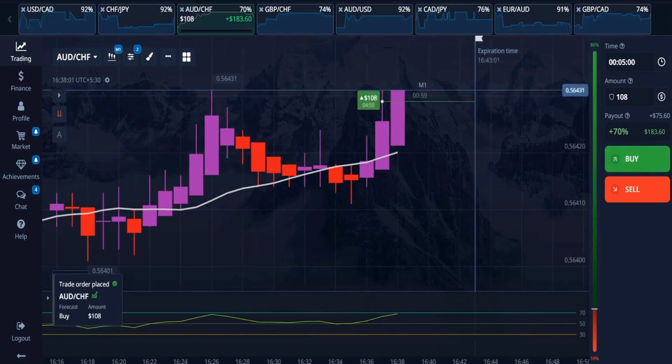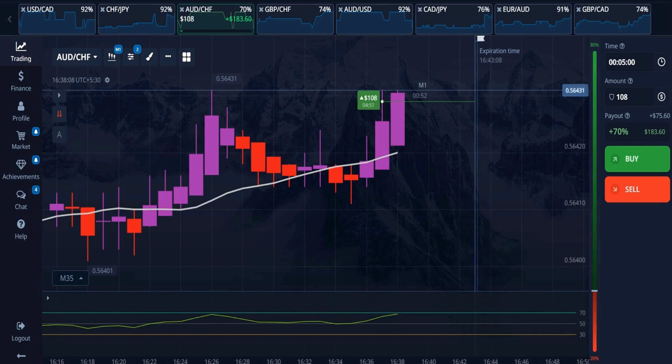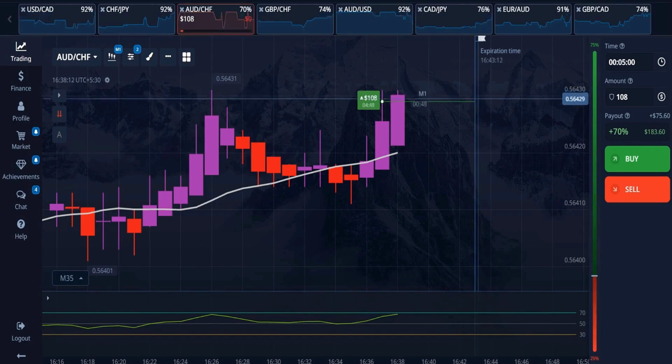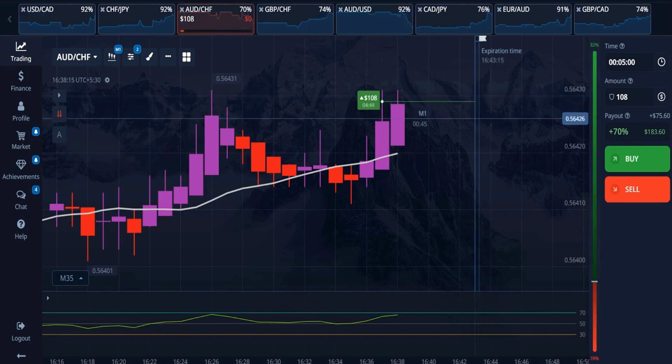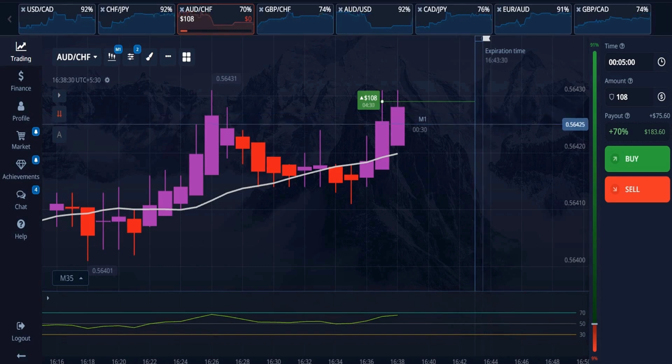Today, I'm going to teach you a simple yet powerful Pocket Option trading strategy using the Heikin Ashi candlestick pattern, a great method for both beginners and experienced traders. To make our signals even more accurate, we'll be using two additional indicators, simple moving average and RSI indicator.